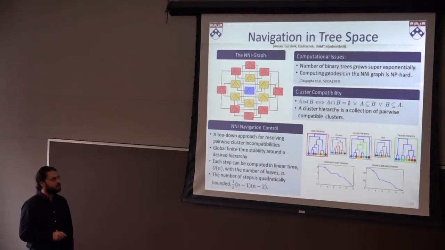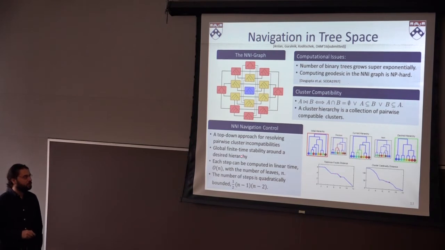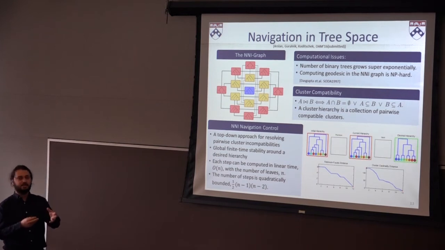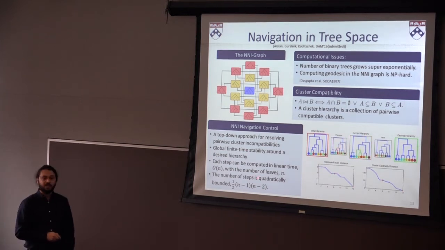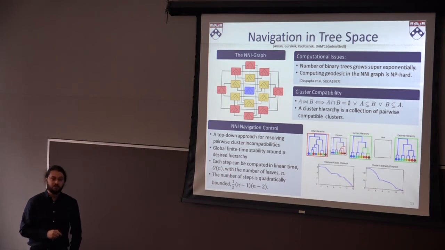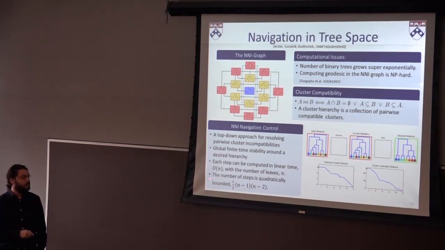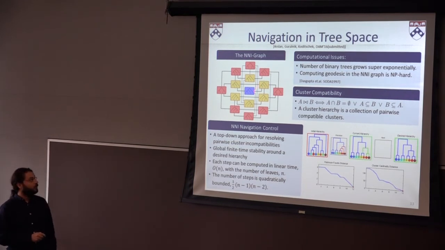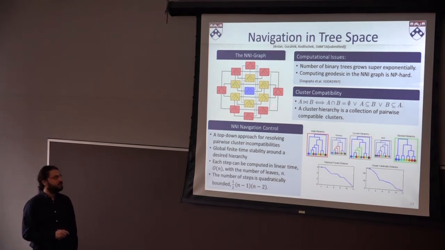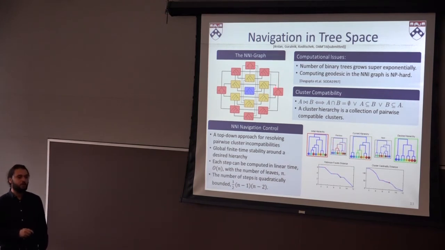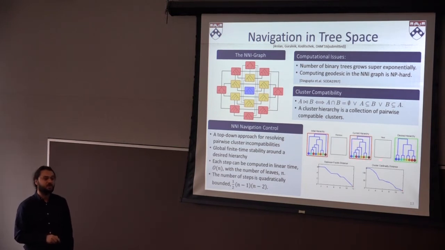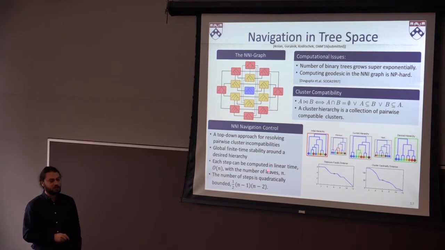Based on this observation, we can design a top-down approach to resolve the cluster incompatibilities between your current cluster hierarchy and the destination. It can be done reactively online, so each step can be computed in linear time with the number of leaves. The other nice thing is you are guaranteed that the number of transitions will be at most quadratic in the number of leaves. So although we find a nice relation between the prepared graph and the NNI graph, we are not going to solve the geodesic problem. We will use an alternative method because we are just interested in a transition sequence, which should be efficient.